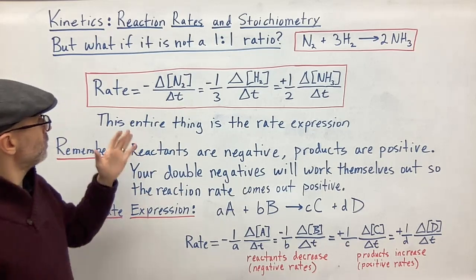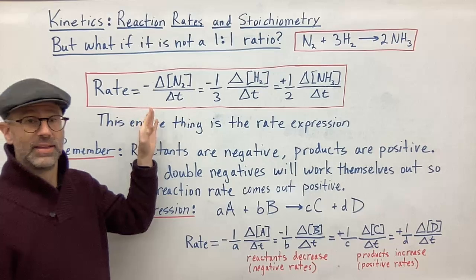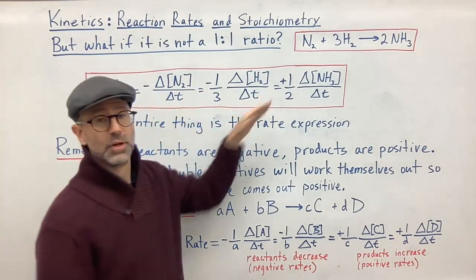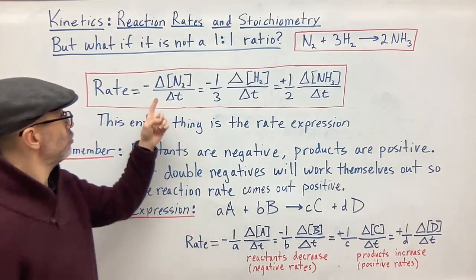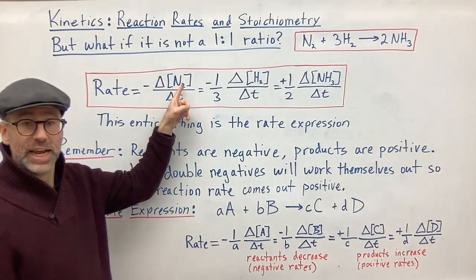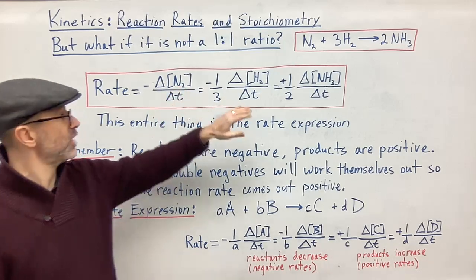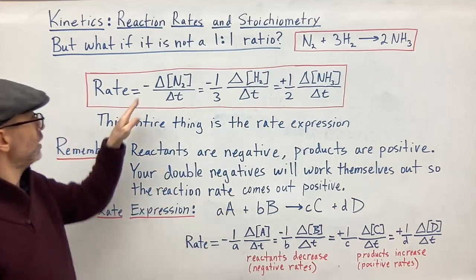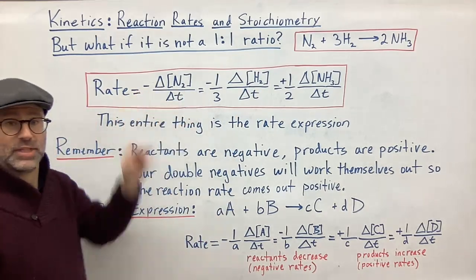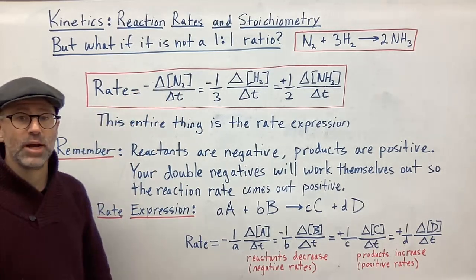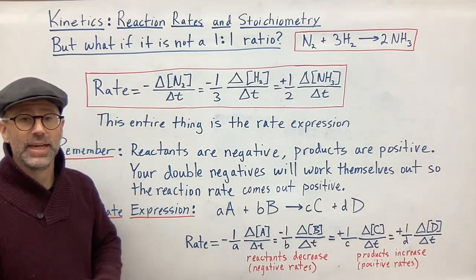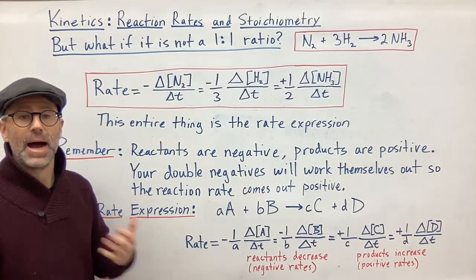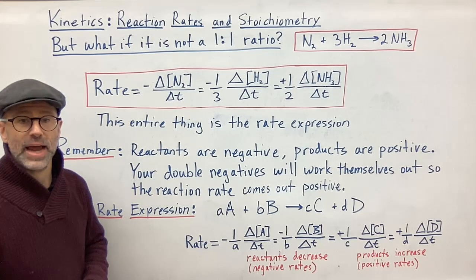Okay, so the thing to keep in mind here is that these negatives represent decrease and the positive represents increase. Now, when you get the change in the concentration of N2 or the change in the concentration of H2, those are going to be negative values. And those negative values are going to cancel out the negatives here. So you will get a positive rate of the reaction. The negatives are going to take care of themselves, so you don't have to worry about that. You'll always get a positive rate of your reaction.